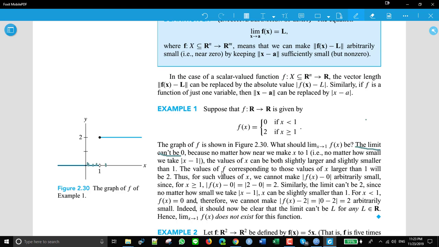So the values of f corresponding to those values of x, the ones that are larger than 1, over here, the value of f is 2. But when we take these values, the value of f is 0. Thus, for such values of x, we cannot make this arbitrarily small. So we might say that the limit is 0, but if we come over from this side, we can't make the distance between the actual height, which is up here, 2, and 0 arbitrarily small. As long as we're to the right of 1, if we postulate that the limit is 0, we have to be able to make the distance of the height of the function to 0 as small as we want, but we can't. Okay, I'm not going to push that. It's a little bit hard to see, but hopefully you know this.